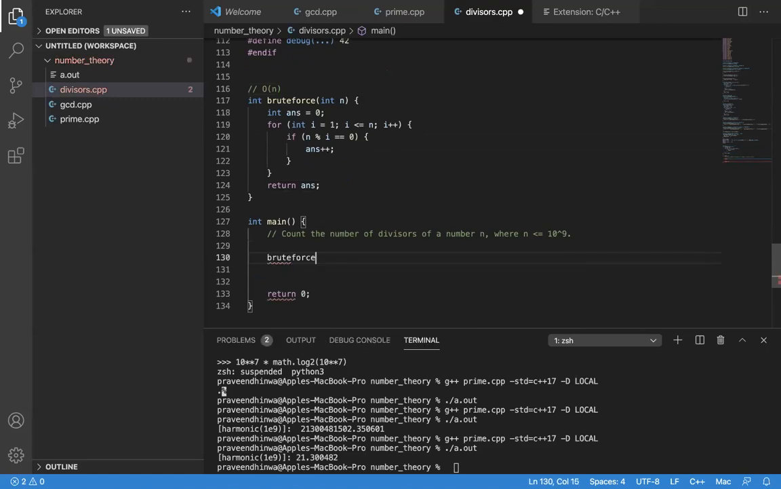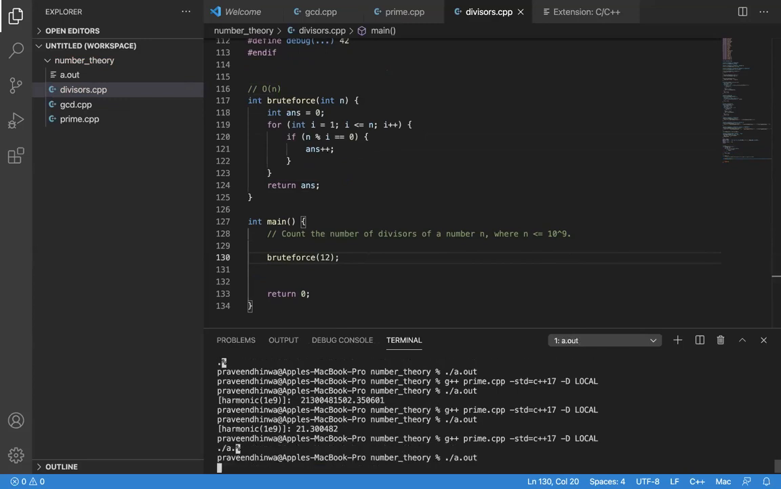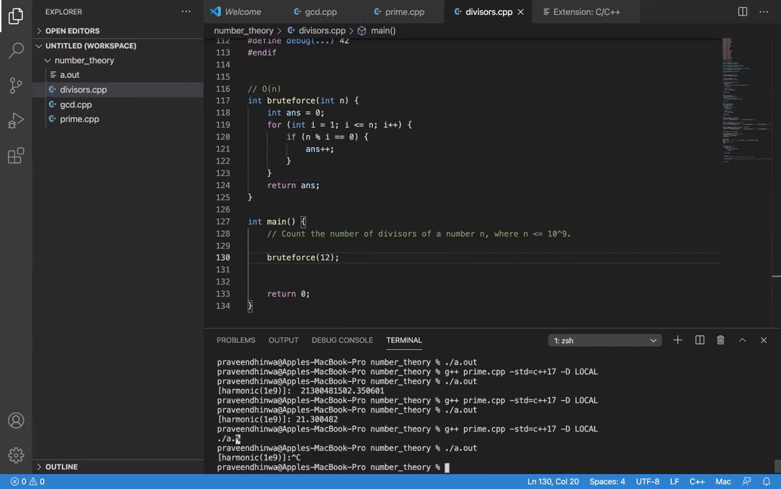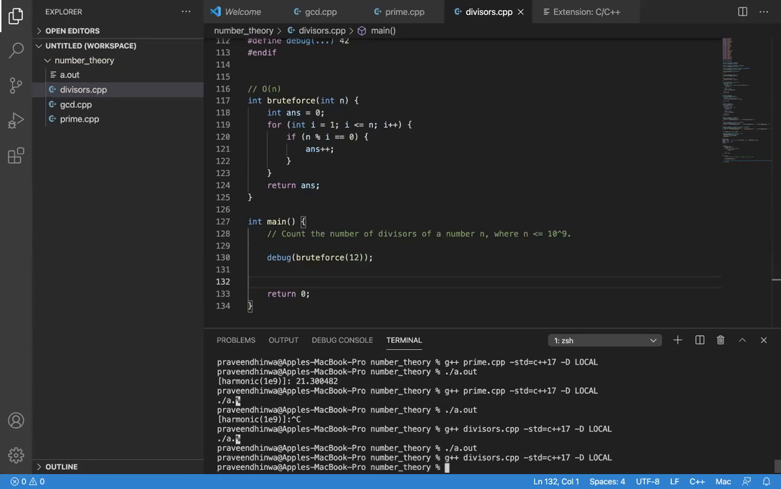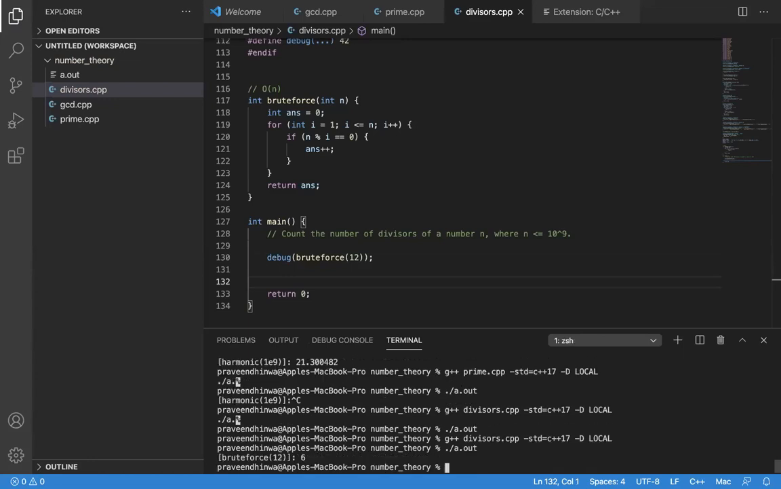So if I ask you how many divisors are there for the number 12, can you tell me in the comment section? Till my program calculates it, tell me how many divisors the number 12 has, and check whether it matches or not. So 12 has 6 divisors. You guys are right.